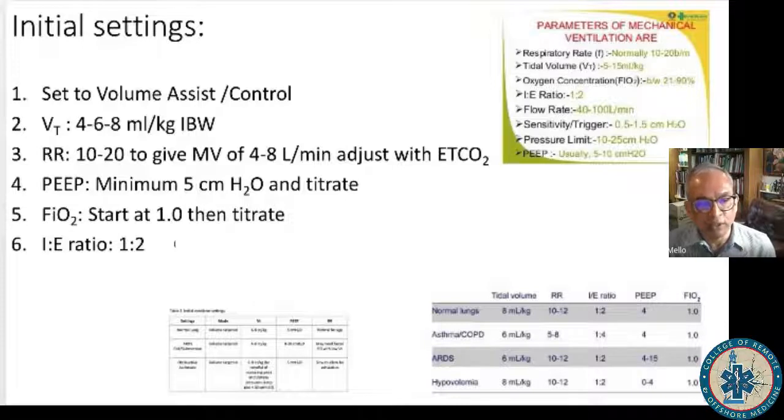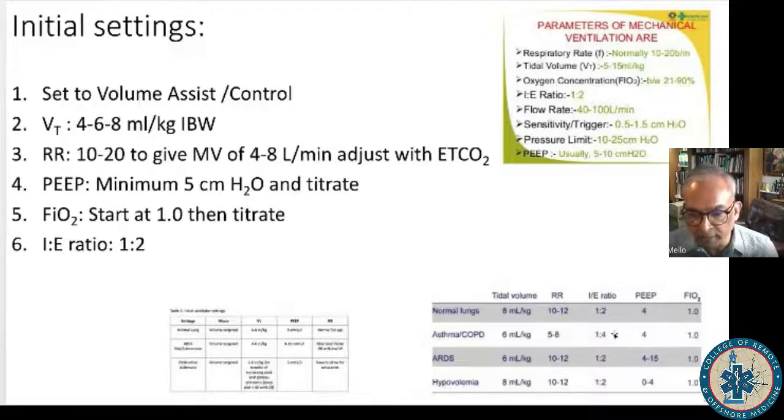In an emergency, you would start off with an FiO2 of 1, and then reduce as hopefully the patient improves, and you keep the IE ratio 1 to 2. However, in an asthmatic or in a COPD patient, you want to increase the IE ratio to 1 to 4. So you've got a long expiratory phase to allow the lungs to empty during the period of expiration. And as you can see, you can have a range of tidal volumes from 6 to 8 mils per kilogram, and an increase in PEEP in especially ARDS.